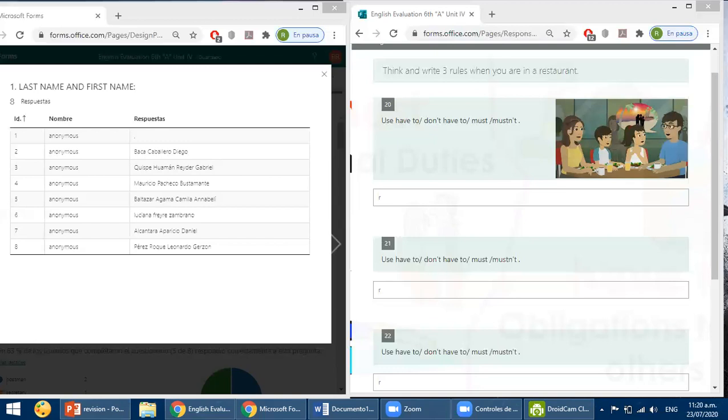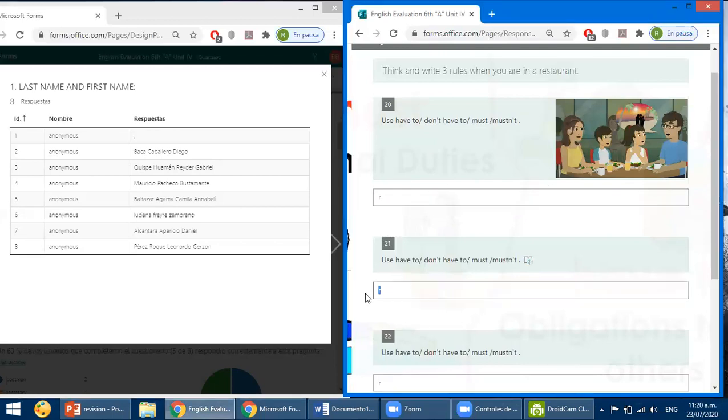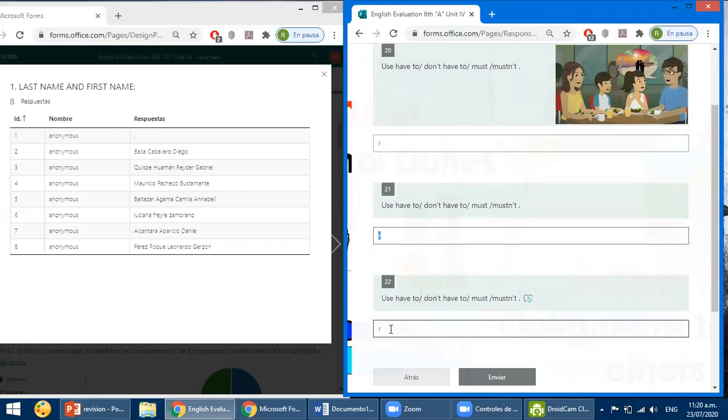Okay, Adriana, in the question 20, 21, and 22, in these 3, imagine you are going to invite someone to a restaurant. Okay? Your invitation is going to be about, let's have dinner or let's have lunch in a restaurant. You need to write 3 rules. You need to tell him or her 3 rules that he or she must obey.